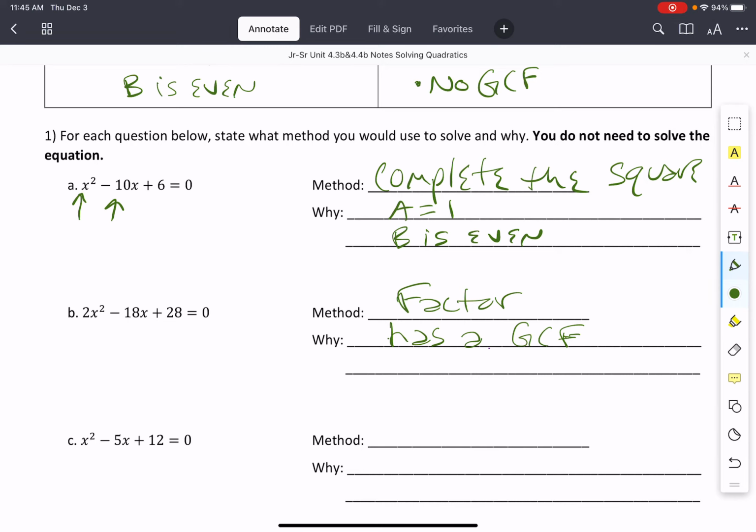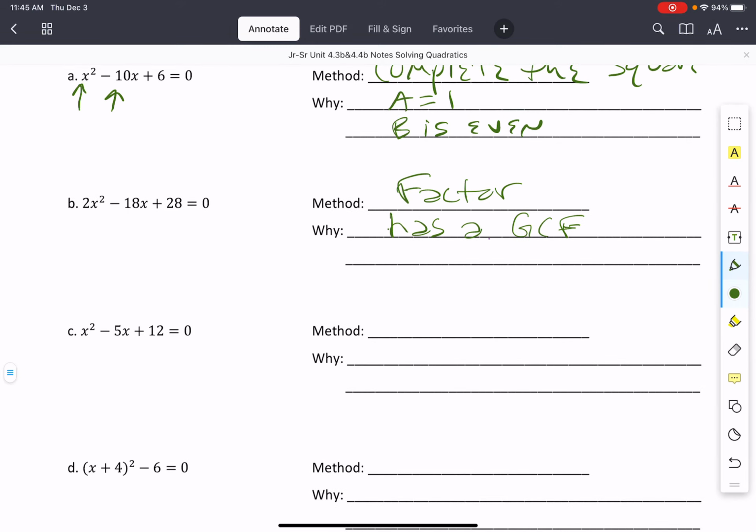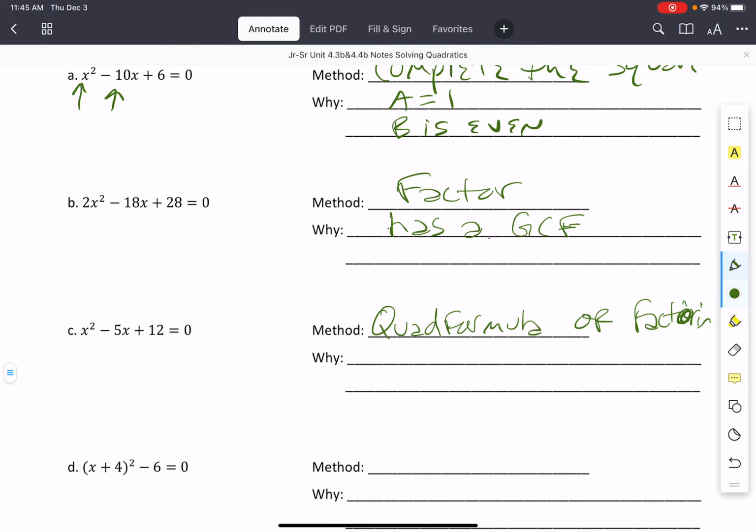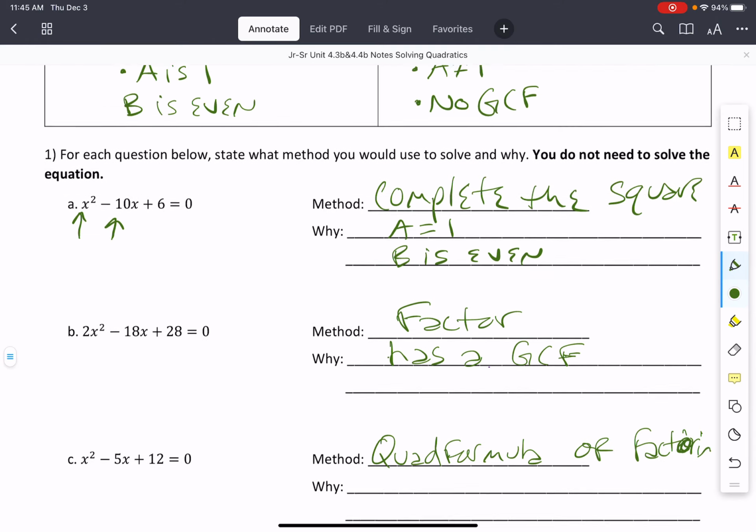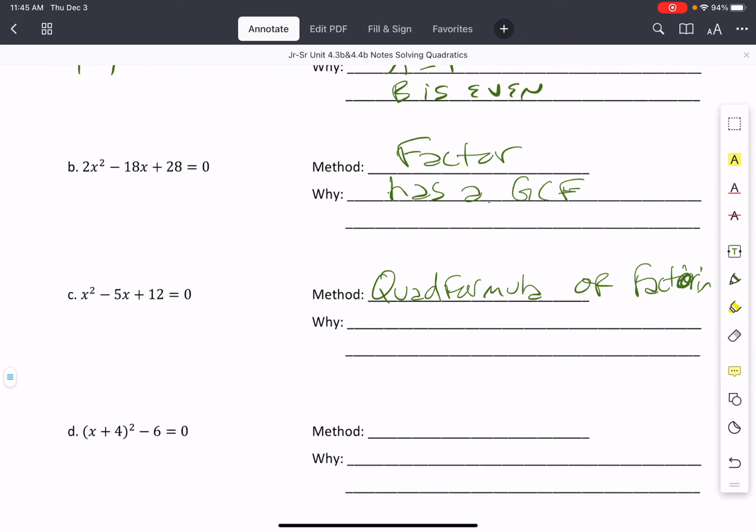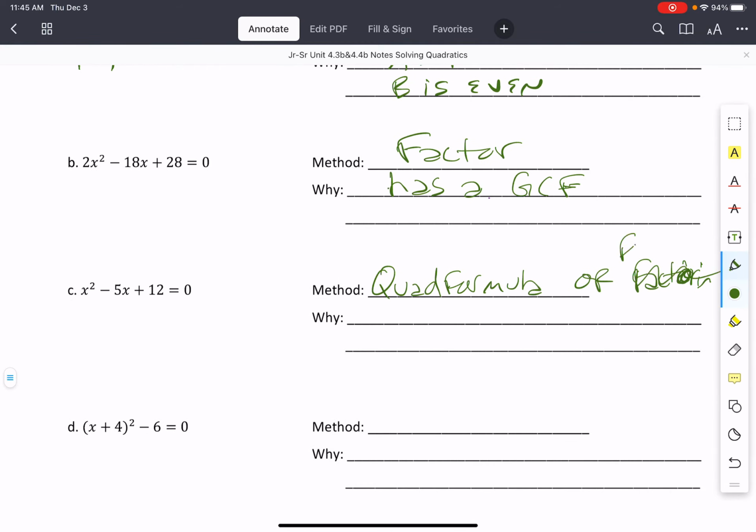What about C? What method is the best? Quadratic formula or factoring? Or factoring. Come on. Here's why. One, quadratic formula will work anytime, right? But the numbers are also kind of small, and A is 1, so you could try factoring it, okay? So A is 1, and the numbers are small.